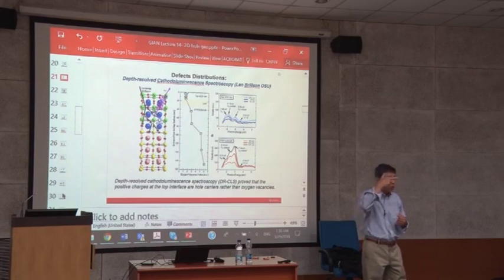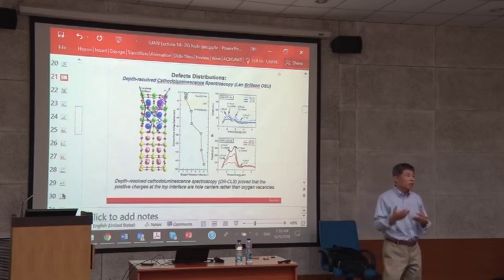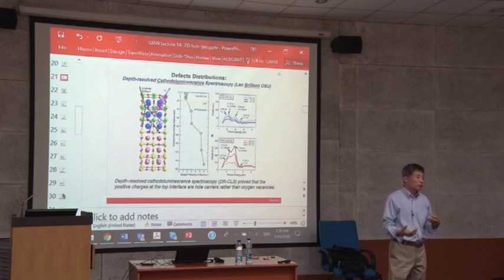You can actually measure the depth exactly where the oxygen vacancy is. XPS is a surface sensitive measurement. You cannot really do depth resolution. So that's the one we do. And then the person we collaborate with is really an expert at defect characterization. It's not only this, but some other defects, like cation defects.